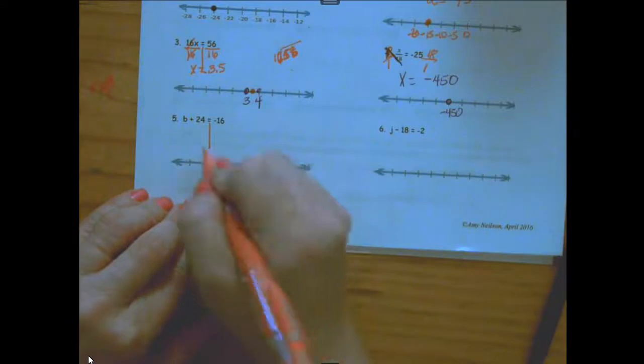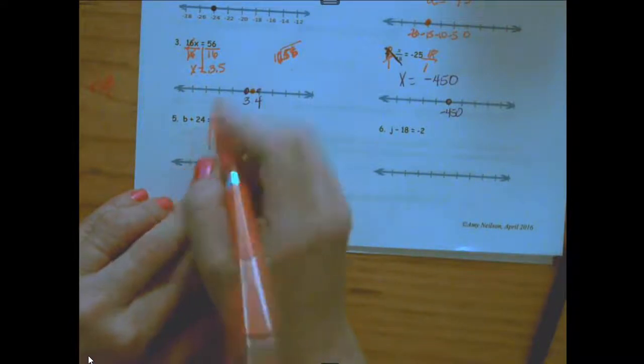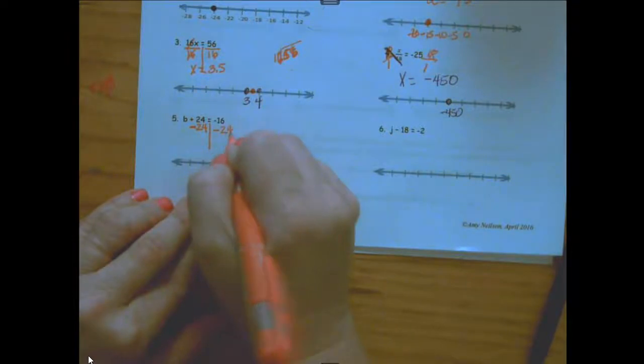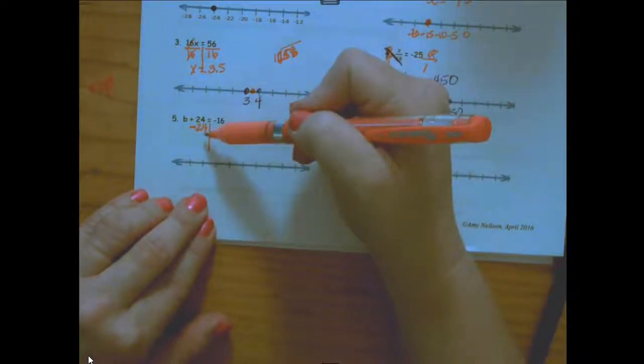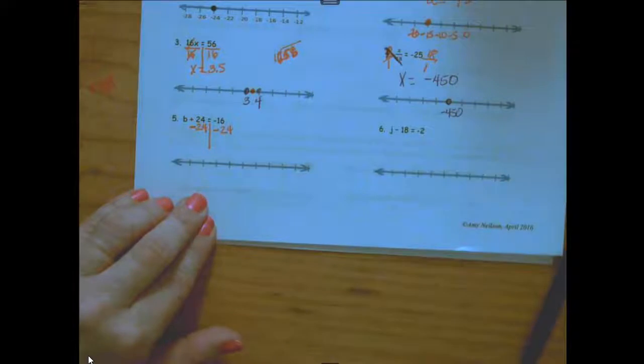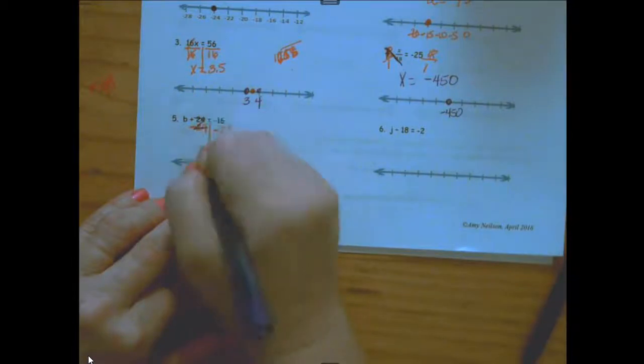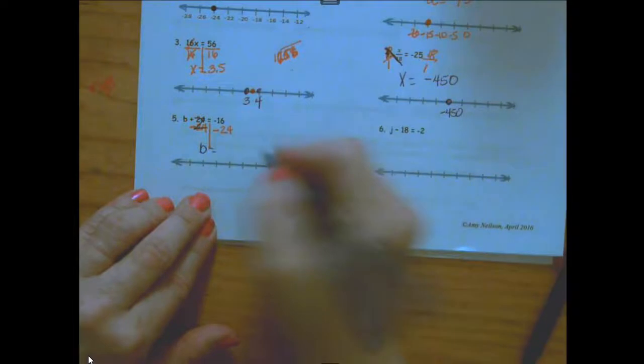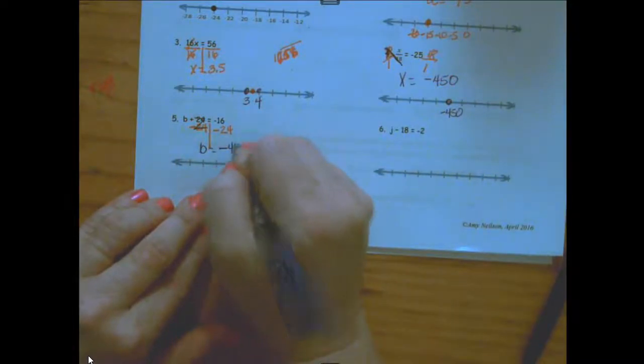I draw my river. This is positive 24, subtract 24, subtract 24. Or adding a negative 24 on this side, I have to add a negative 24 to the other side. So negative 16 plus negative 24 is negative 40.